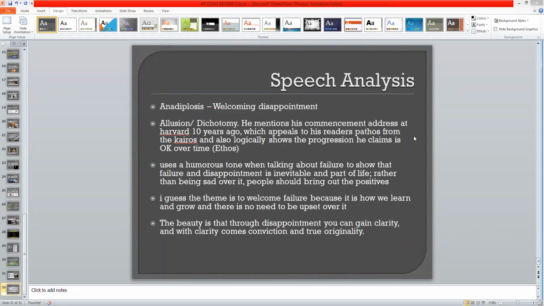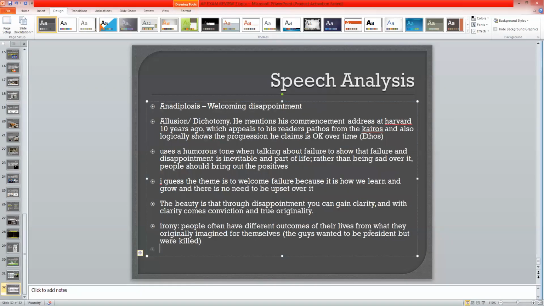We got one from irony over here. So let's go right here. People often have different outcomes of their lives from what they originally imagined for themselves. The guys wanted to be president, but were killed. Yeah, the situational irony, where these people, I mean, they went to Harvard, they have all these great plans, but ultimately they make these ridiculous demises. You know what I mean? So it just shows that you really can't plan for anything here.